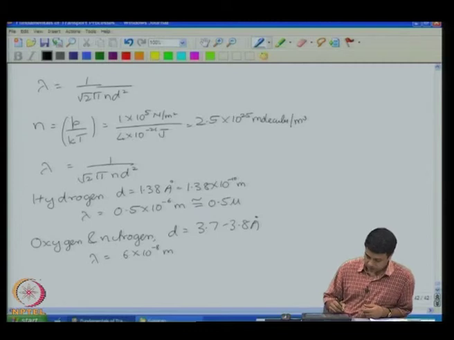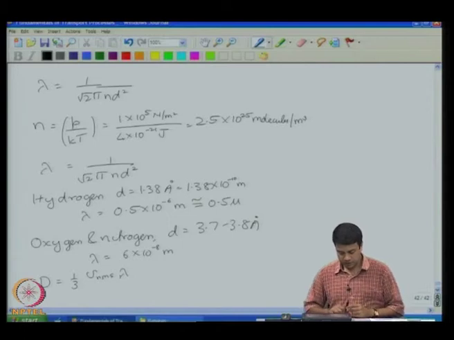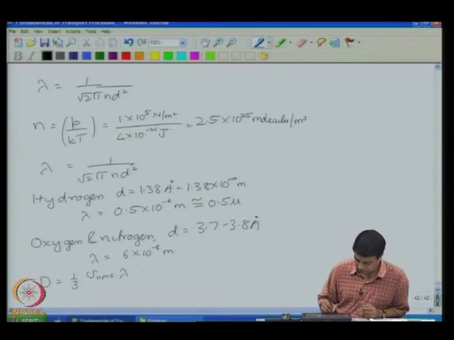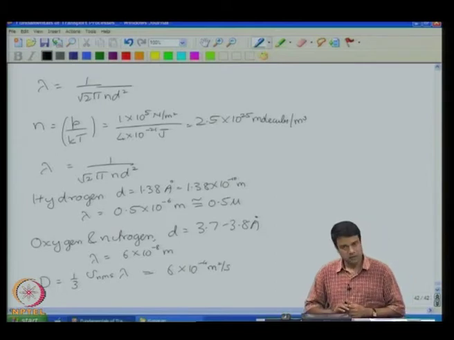So, our diffusion coefficient was equal to some constant. In this case, we had got 1/3 VRMS times lambda. For hydrogen, VRMS was about 1200 meters per second, and I am getting about 0.5 microns for lambda. On this basis, I can estimate the diffusion coefficient as approximately 6 times 10 power minus 4 meter square per second for hydrogen.